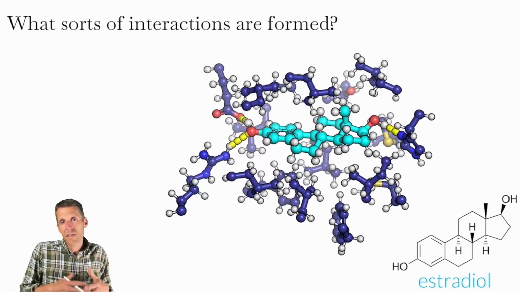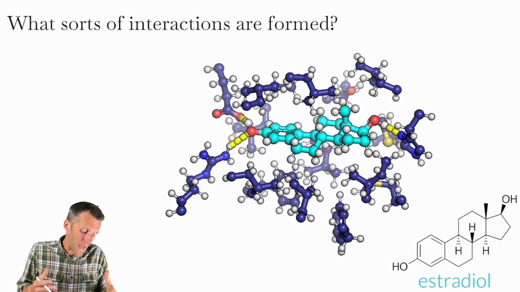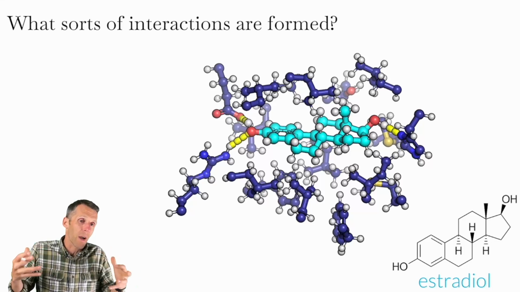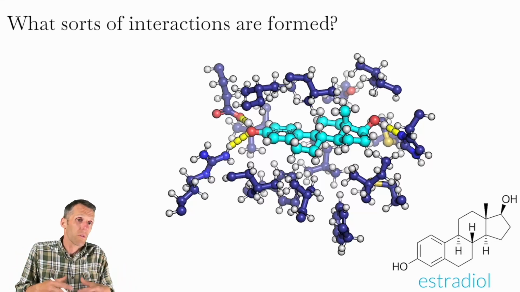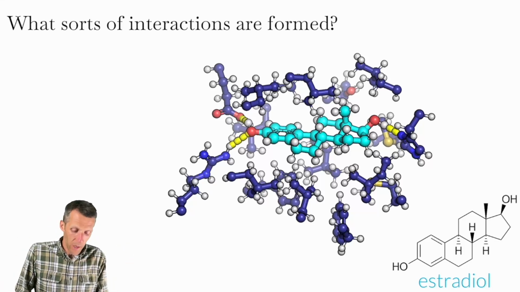And this is a good chance, if you're working on your biochemistry skills, for you to pause the video and ask what sorts of interactions are being formed between estradiol in light blue and the pocket, the receptor in dark blue. So here's a chance you can pause. And I'm assuming you now unpaused. And so let's talk about the interactions.